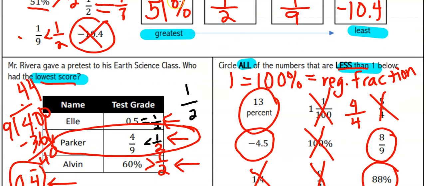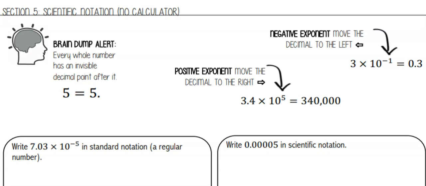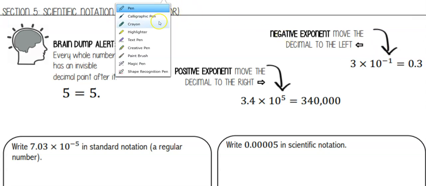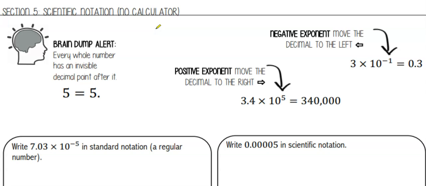All right. Now the last part we're going to look at in the study guide is scientific notation, and this is a no calculator section. Now this is something we really need to focus on. I know my class particularly has had some trouble with moving the exponent to the right place.